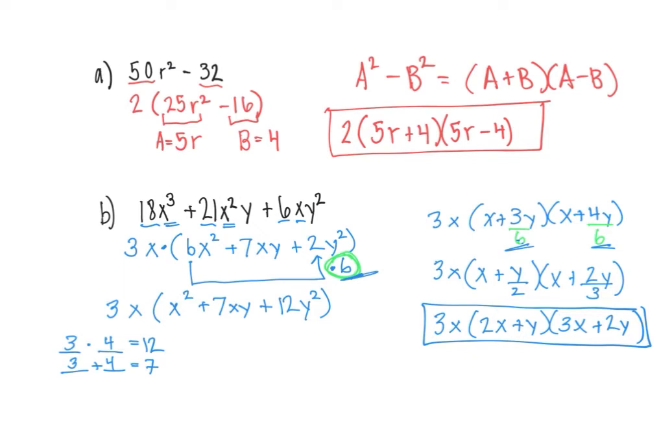I'm going to look at each one of my terms and make sure that they are prime all the way. So I have 2x plus y, which can't be factored further, and 3x plus 2y, which can't be factored further. So that is our fully factored trinomial.